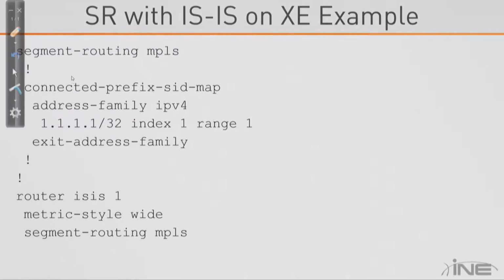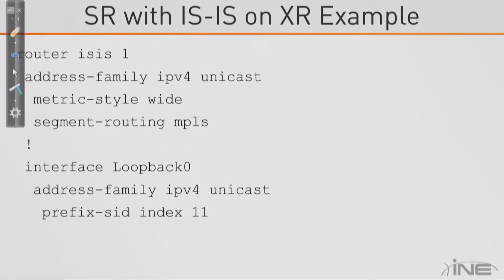From an IOS XR point of view, it's likewise going to be pretty similar to OSPF. Under the routing process, we have metric style wide and segment routing on. Then under the loopback, we're specifying the prefix segment ID. Again, we could use the index or you could use absolute. Same result here, but it has to be within that segment routing global block.